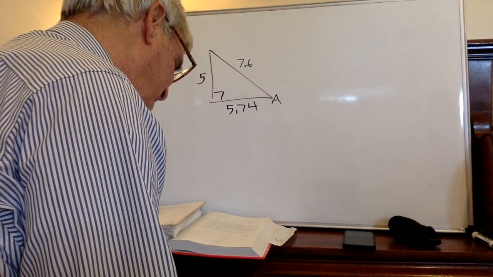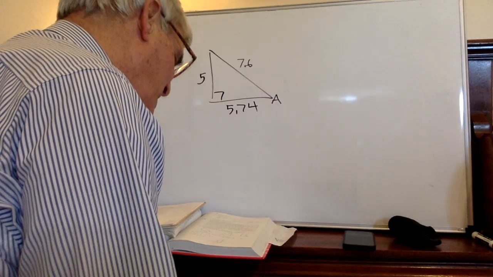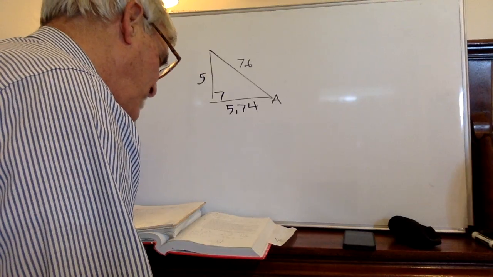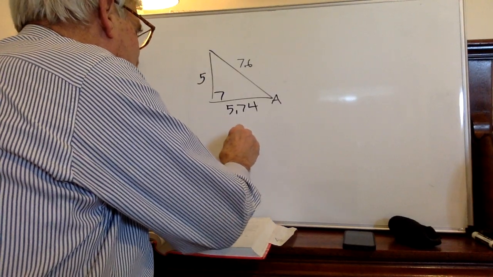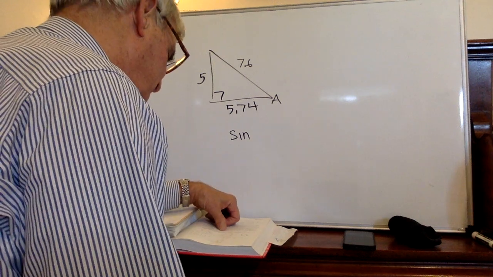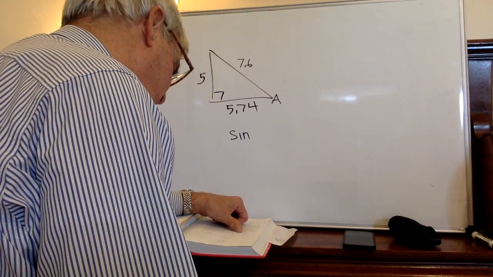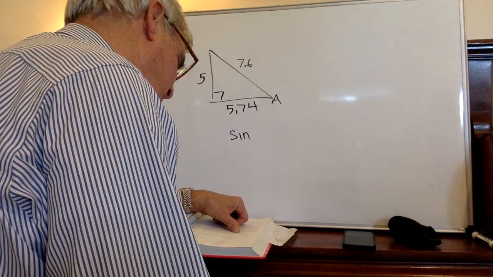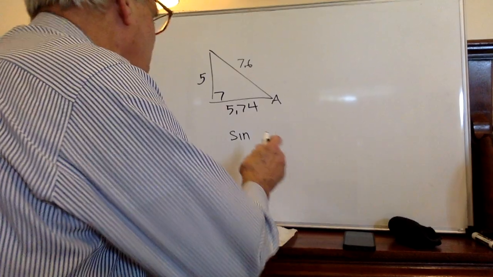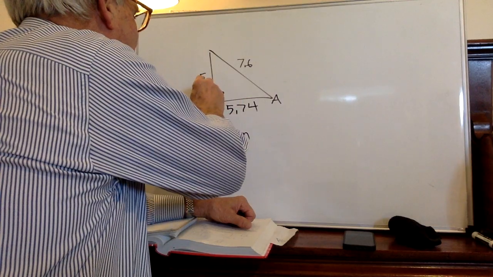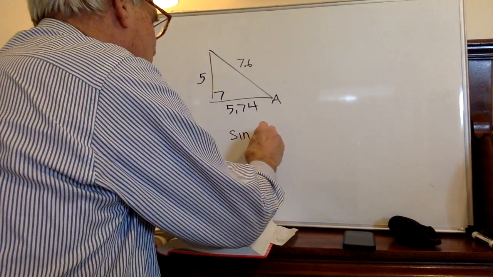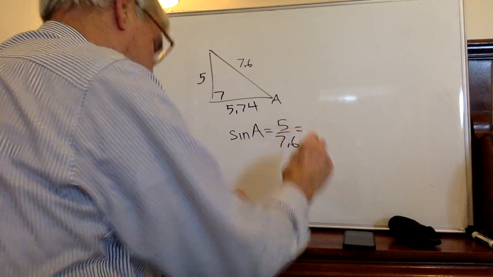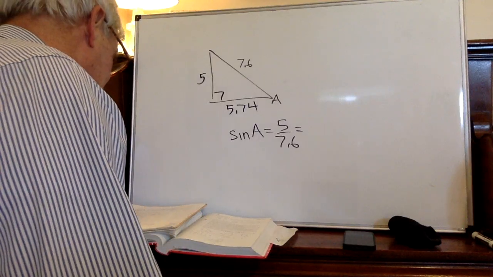So in part A, they said find the sine of A, the cosine of B, and the tangent of C. And this is the first one. They wanted the sine of angle A. Well, I know that the sine of angle A is SOHCAHTOA, S-O-H, opposite over hypotenuse. So the sine of angle A is equal to 5 over 7.6, which is equal to, to 2 decimal places, 0.66.